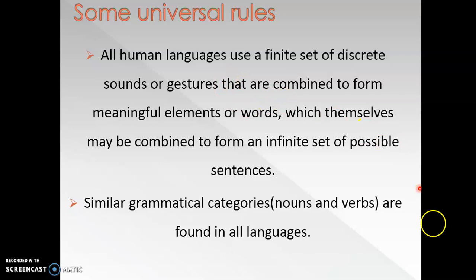All human languages use a finite set of discrete sounds or gestures that are combined to form meaningful elements of words. Okay, a finite set of discrete sounds or gestures, as in the Kazakh language, where those discrete sounds are combined to form meaningful elements of words, which themselves may be combined to form an infinite set of possible sentences. So, similar grammatical categories, nouns and verbs, are found in all languages, whereas adjectives, for example, are a parameter, because in some languages they do not use adjectives, they do not have adjectives. So, nouns and verbs, okay, are found in all languages.